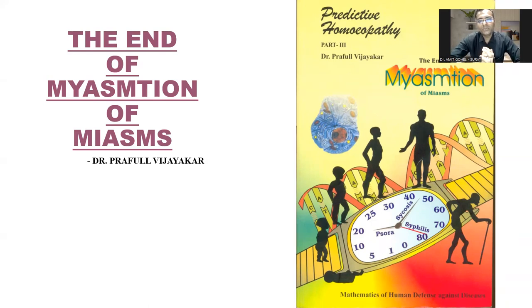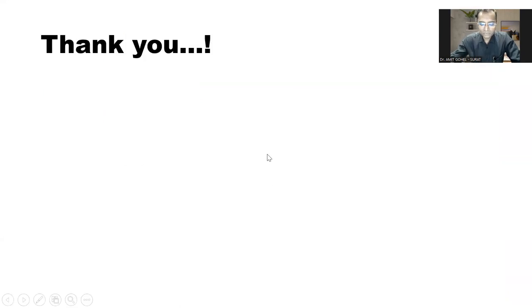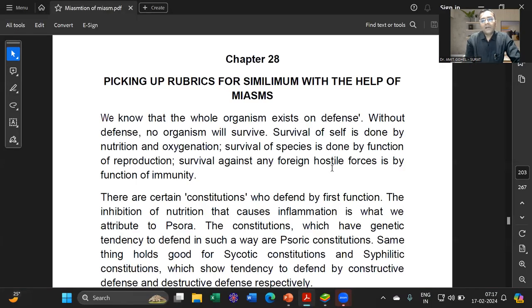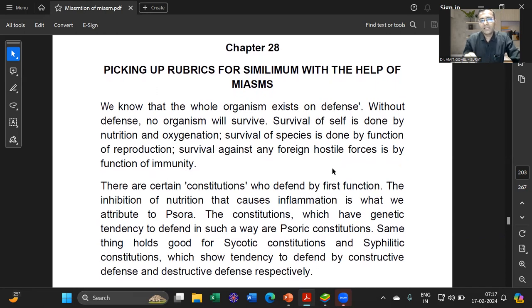And then we have entered into the understanding of our materia medica, that we have to understand the medicine in terms of a trimiasm, because each and every medicine, which is of a polychrest nature, has these three categories of presentations. In the psoric presentation, they are different. In the sycotic presentation, they are different. And in the syphilitic presentation, they are different. And now we are reading some of the rubrics, and we have to understand how our rubric is to be utilized when we are utilizing our concept of miasm. And that is picking up the rubric for the similimum with the help of miasm. So this is what we have to understand, why we are reading this.